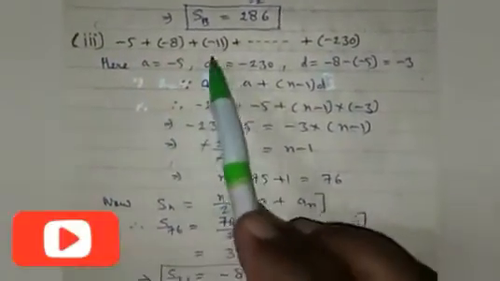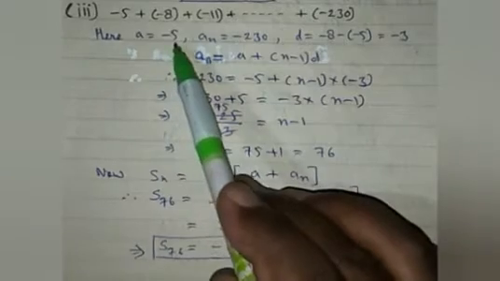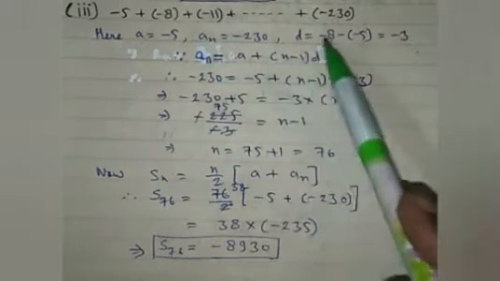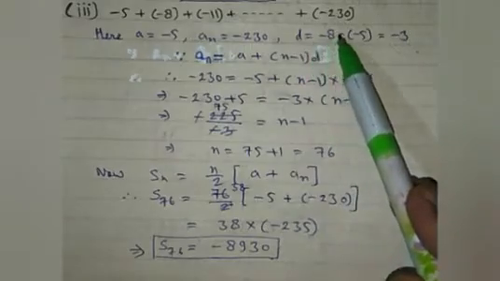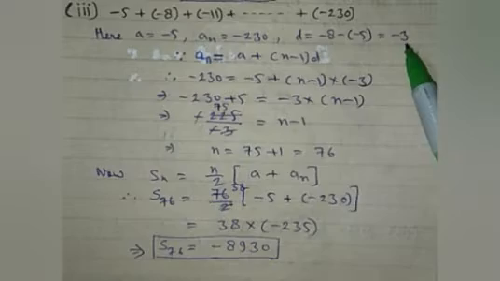In third part, minus 5 plus minus 8 plus minus 11 plus and so on plus minus 230. Here first term is a equal to minus 5 and nth term an is equal to minus 230 and d is equal to minus 8 minus 5, that is equal to minus 8 plus 5 equal to minus 3.